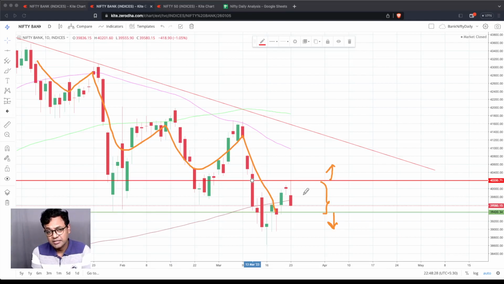And just like I said for Nifty, don't go with oversized overnight positions, because the next day can open drastically differently from the current close.